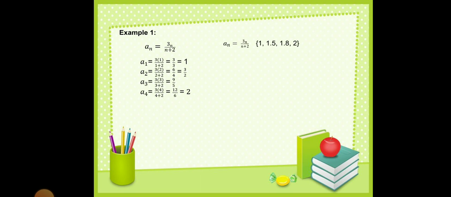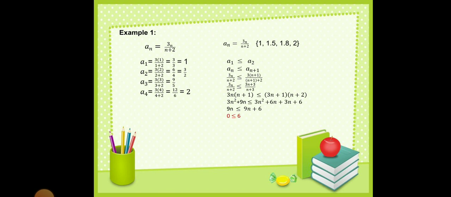So now we have e sub n equals 3n over n plus 2. So we have 1, 1.5, which is 3 over 2. Substituting the decimal values, we have 1.5, and then 9 over 5, so we have 1.8, and 2. So now we are proving that e sub 1 is less than or equal to e sub 2.